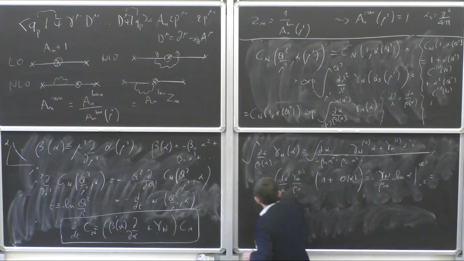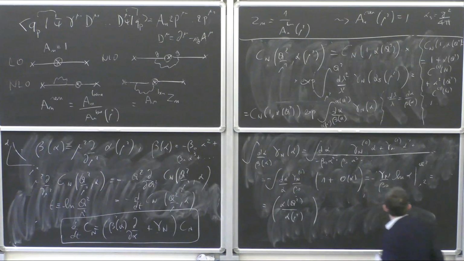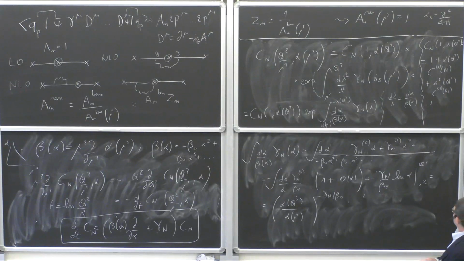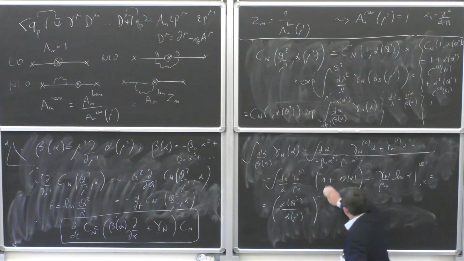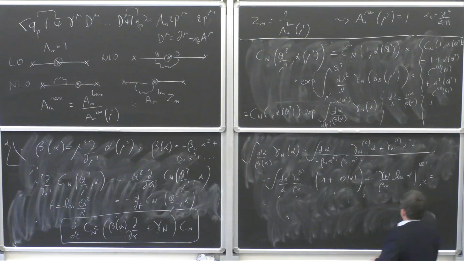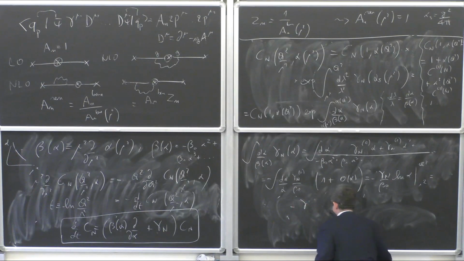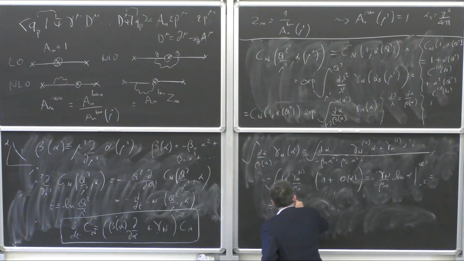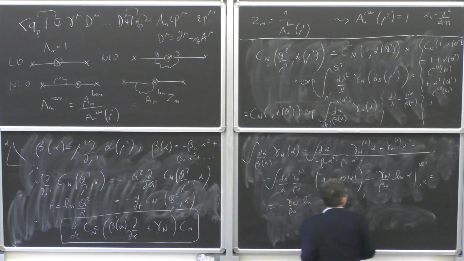So what I'm getting at the end of the day is that this is nothing but alpha of q square divided by alpha of mu square raised to the power minus gamma n divided by beta naught. Because it's exponential. Oh, I'm sorry. Take it back. This is minus gamma n divided by beta naught log of alpha of q square divided by alpha of mu square.